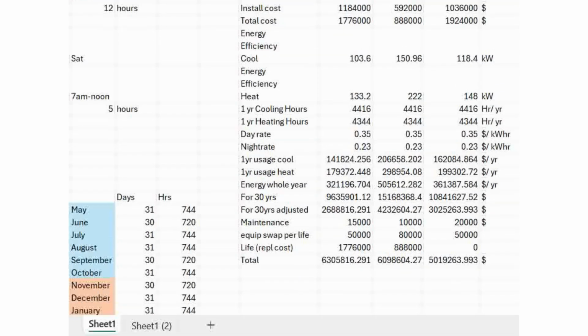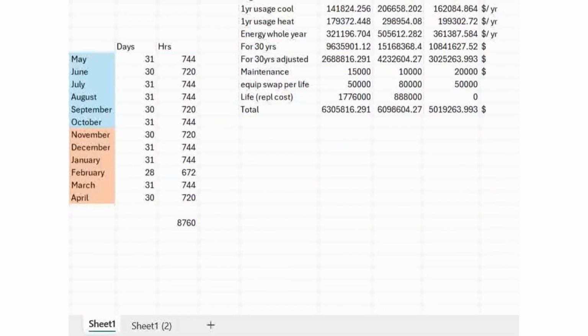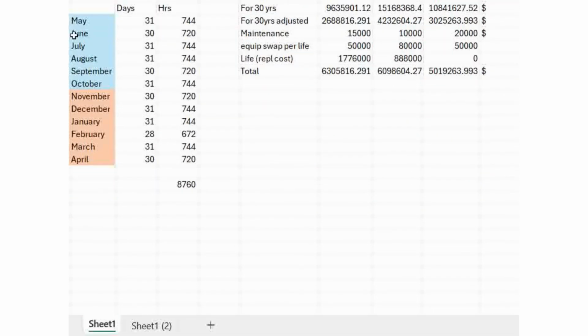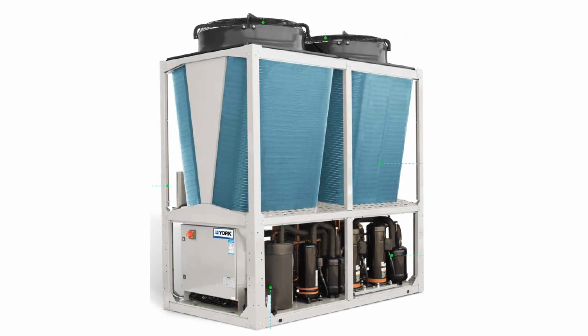A cost analysis showed that the most efficient system in terms of power draw was the water-to-air chiller. Despite its initial large installation and equipment cost, it actually turns out to be the most economical choice after 30 years. Therefore, the team chose to use a chiller to service this building.